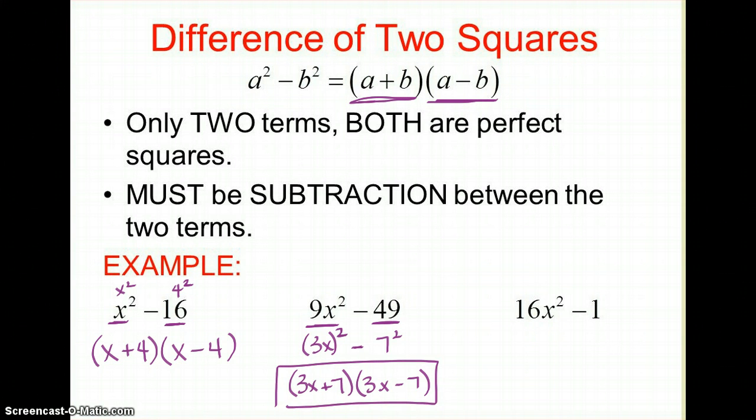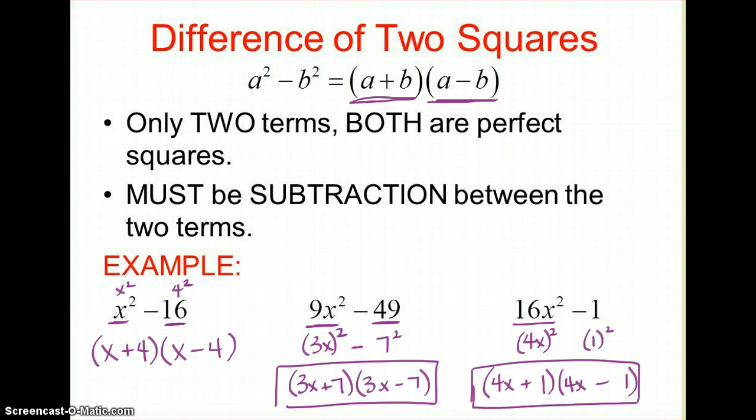Okay, last example over here, 16x squared minus 1. 16x squared is a perfect square. I square 4x, right? 4x times 4x makes 16x squared. I square 1 to make 1. Make my binomials 4x and 4x, because that's what I squared to make 16x squared. 1 and 1, put a plus and a minus, and those are my conjugate binomials.